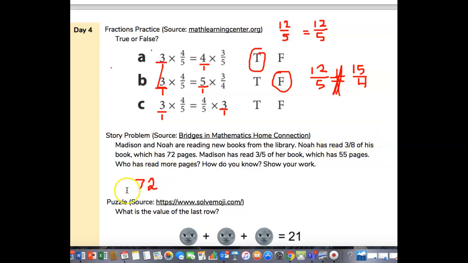All right, so what we have to do here is, okay, Noah's book has 72 pages, and he's read 3/8 of it. So what we have to do is see how much is in 1/8. And we divide by 8 if we're trying to find 1/8. So 8 times what is 72? 9. Now, that's 1/8 of the book is 9 pages. He read 3/8, so we have to do 9 times 3 is 27. So he has read 27 pages. Noah has.